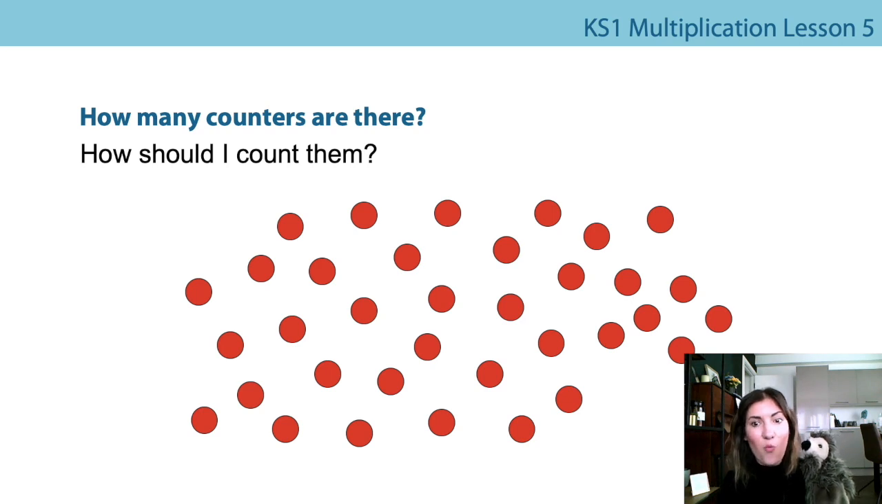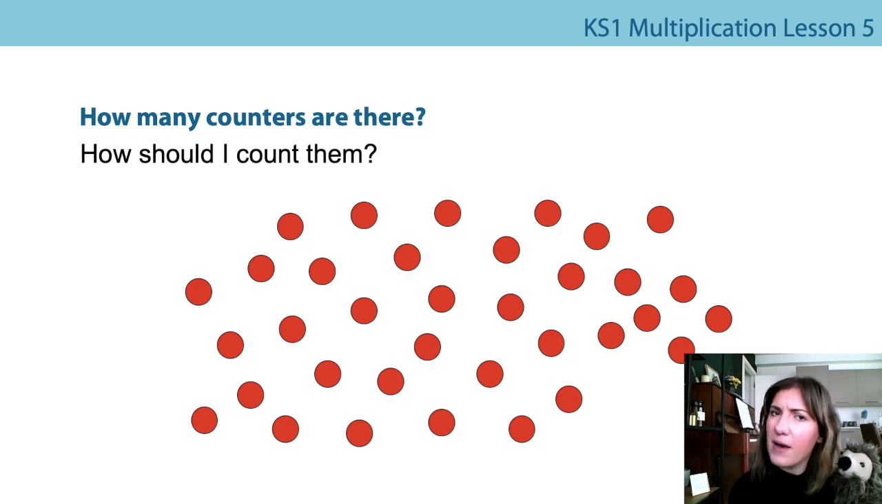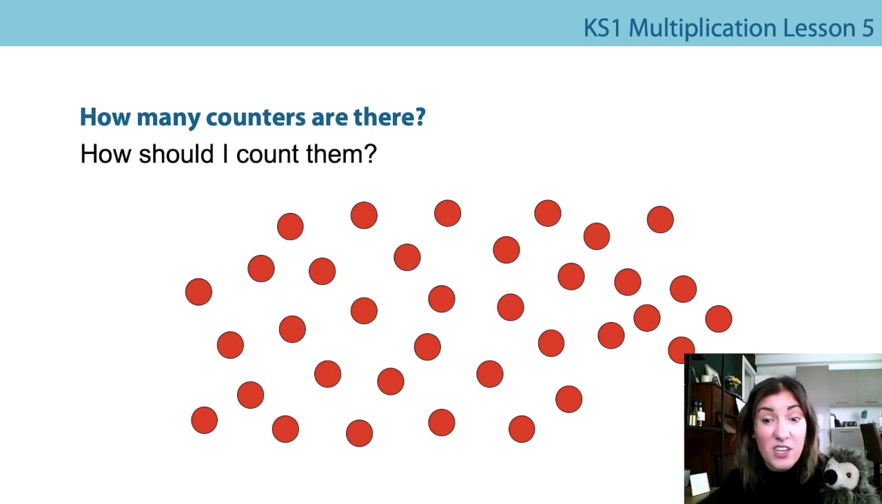All right, so wow, there are a lot of counters on the screen. We need to find out how many there are all together. How should we count them? Oh, I think Harold has an idea. Okay, so Harold thinks that we should count all the counters one by one, going 1, 2, 3, 4. Do you think that's the best way to count them efficiently? Can you tell your adult or a friend or even us how you think we should count them?